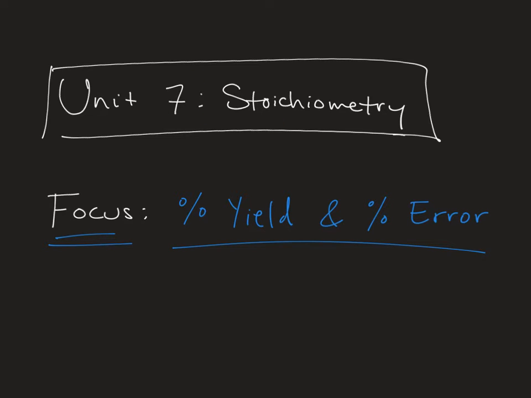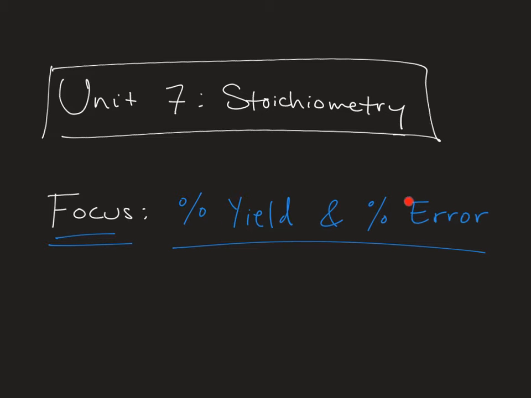Okay, last week we were focusing primarily on limiting reagents and excess reagents. This week, the focus is on percent yield and percent error, okay? So we're still dealing with stoichiometric calculations. We're still going to be dealing with limiting reagents. Now we're just adding one more layer, okay, of calculations.